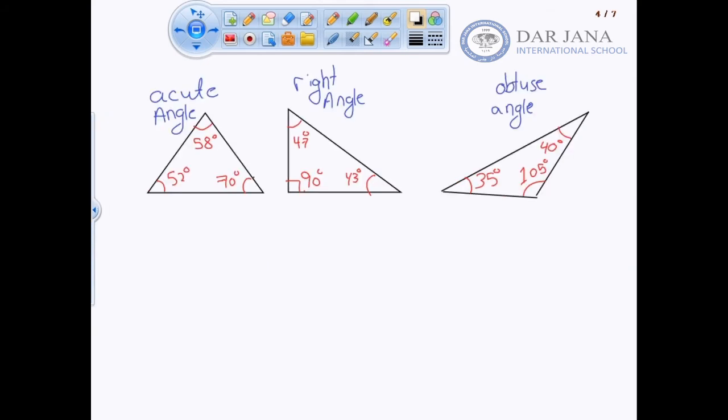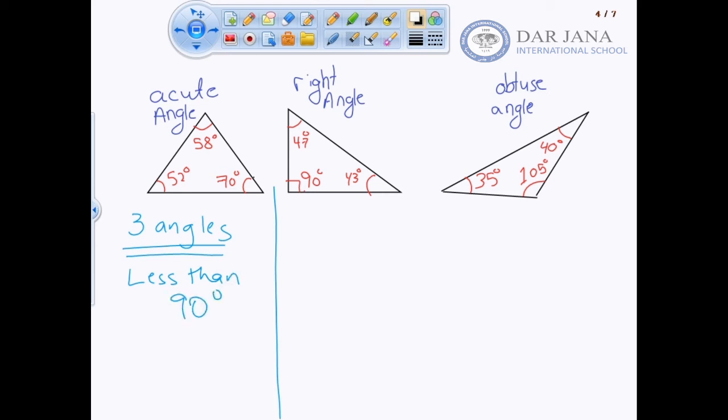Let's look at this screen now. Now look how it all comes together. An acute triangle. In this acute triangle, all three angles are less than 90 degrees. So here we have all three angles, and all three angles are less than 90 degrees. That makes an acute triangle.